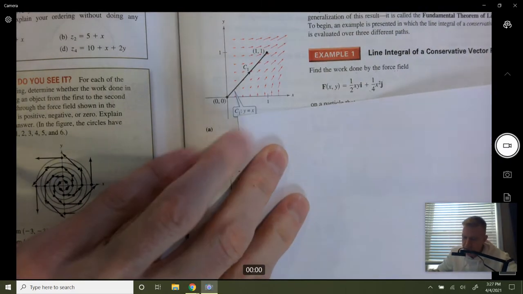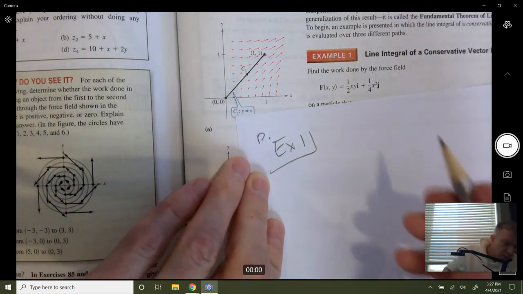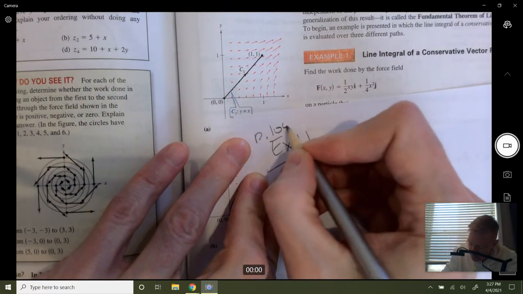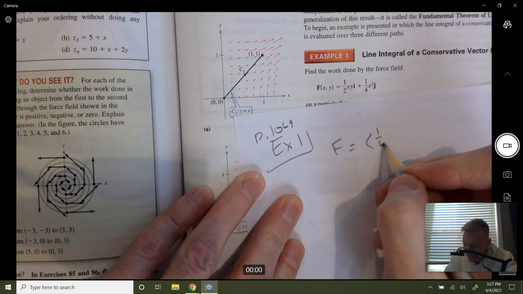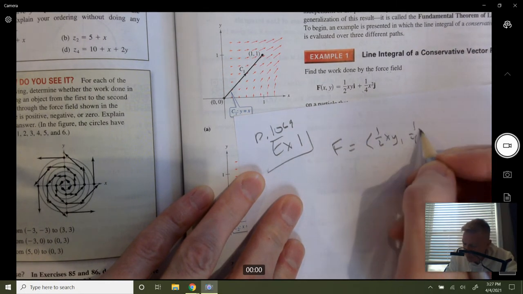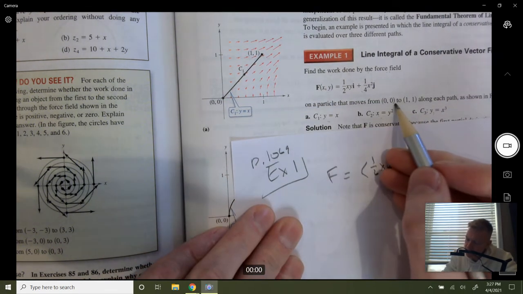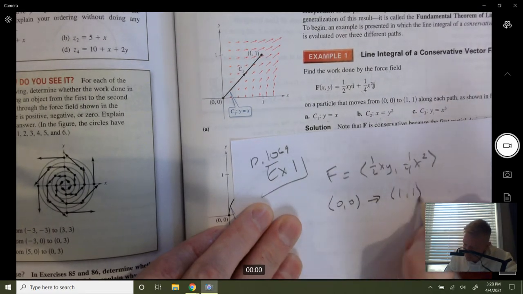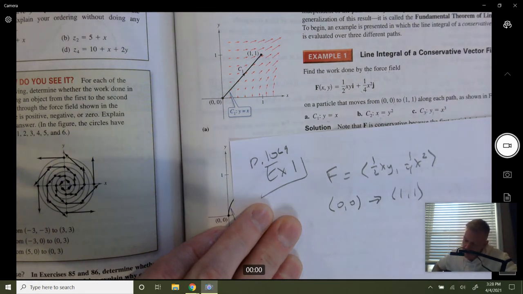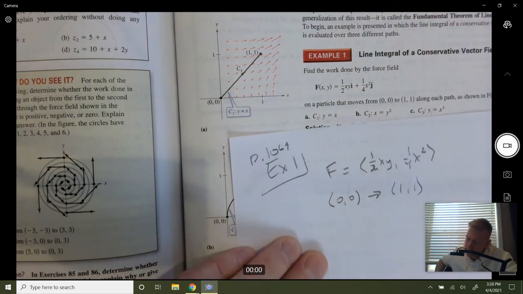Okay, so our vector field is this. So this is example 1 on page 1069. Okay, so our vector field is equal to 1/2 xy, 1/4 x squared. Okay, and we're moving from 0, 0 to 1, 1. Okay, and those are x and y values. Okay, so let's look at how we would do this.